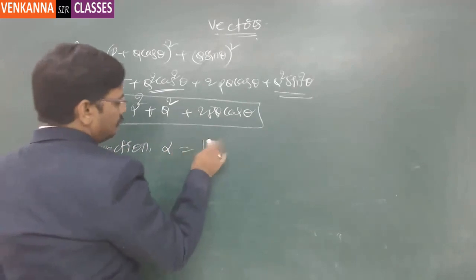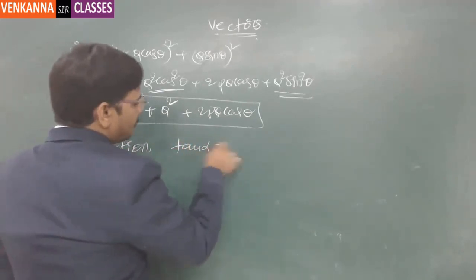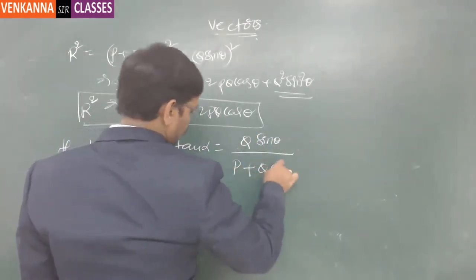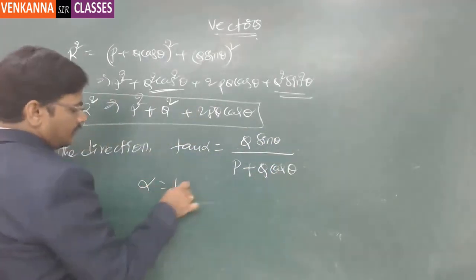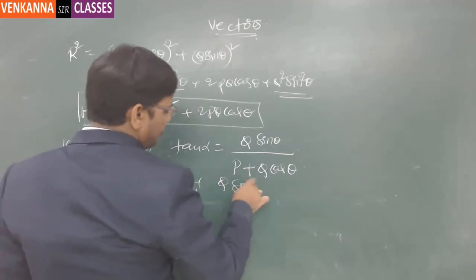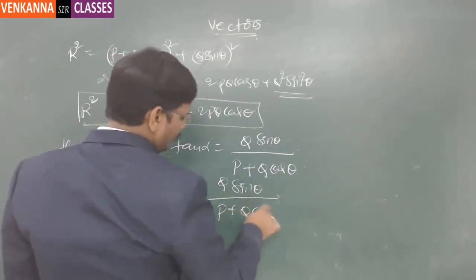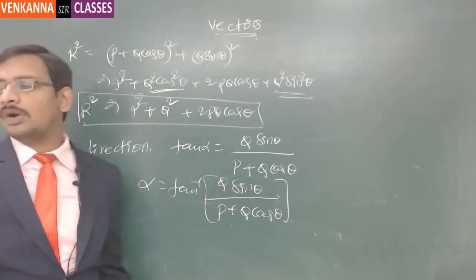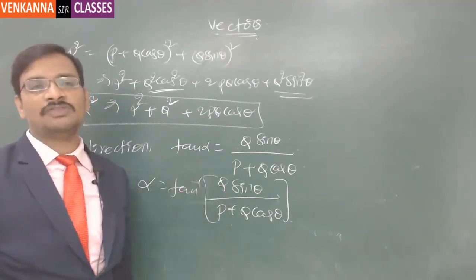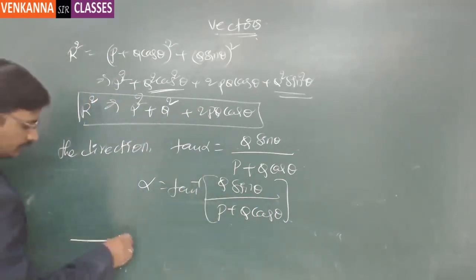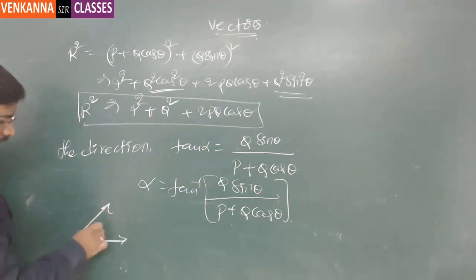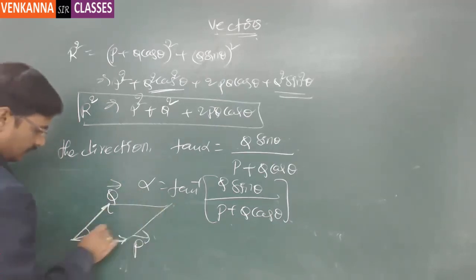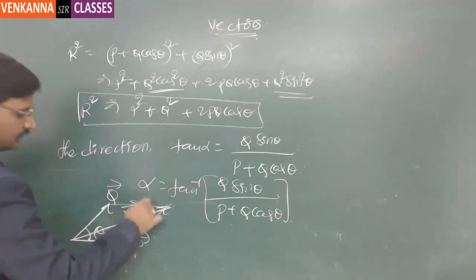And similarly, the direction alpha: tan alpha is equal to the vertical side, Q sin theta, divided by the horizontal side, P plus Q cos theta. Or alpha is equal to tan inverse of Q sin theta by P plus Q cos theta. So this is the angle. This is how you will be able to find the addition of vectors with the help of the parallelogram law of vector addition. This is P and this is Q. This angle is theta. So you complete the parallelogram like this and draw the line like this.